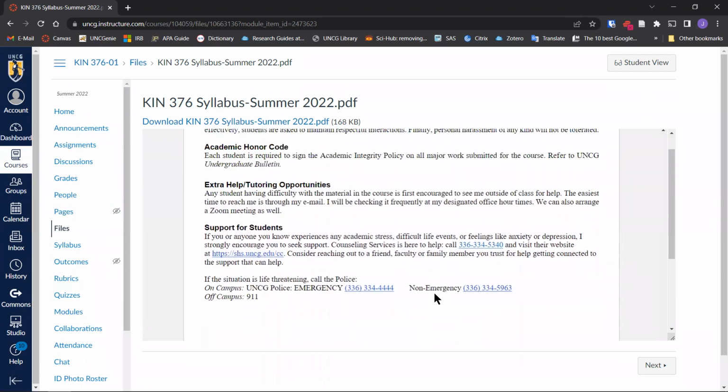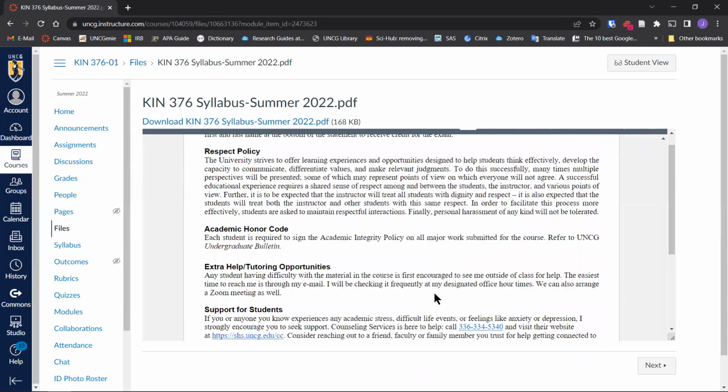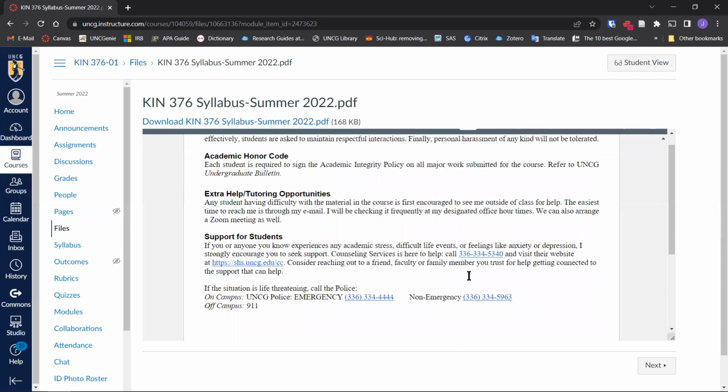Most of everything else here is boilerplate language, so I won't go over that. Before we get into the rest of this stuff, let's quickly go over the schedule.